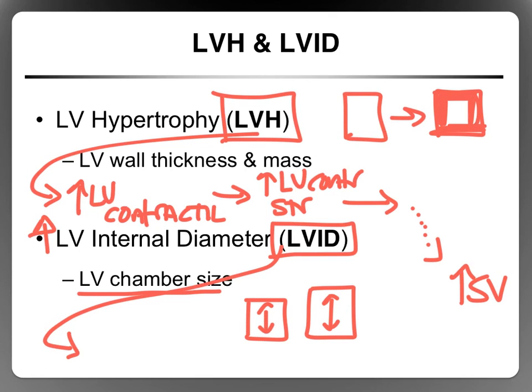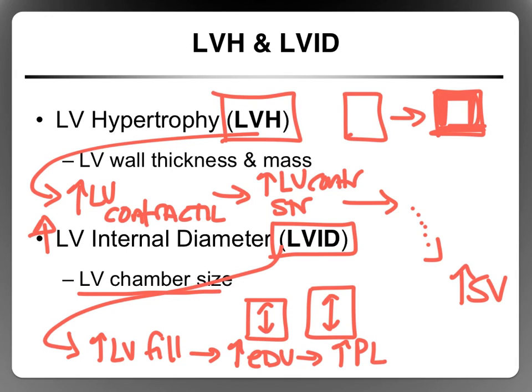An increase in LVID increases the ability of the left ventricle to fill. If a left ventricle fills more, that means you're going to get more EDV. If you get more EDV, you get more preload. And if you get more preload, you get greater contraction strength, greater left ventricular pressure, bigger pressure gradient, more stroke volume. So another one of the 11 factors coming off the top of your map is LVID.